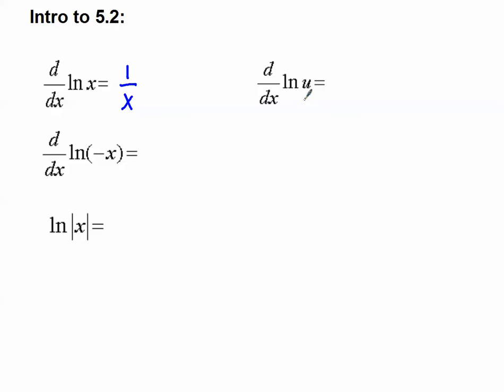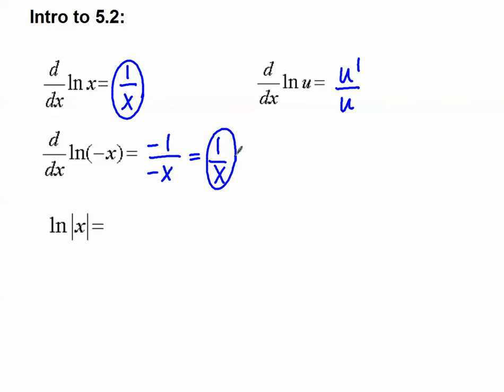Well, what's our chain rule? The derivative with respect to x of natural log of u is u prime over u. So the derivative of our inside function, u prime, is -1, over u, negative x. Simplify that into 1 over x. Notice that when we had natural log of x, we got 1 over x. When we had natural log of negative x, we got 1 over x. So whether it was positive x or negative x, we got the same derivative.